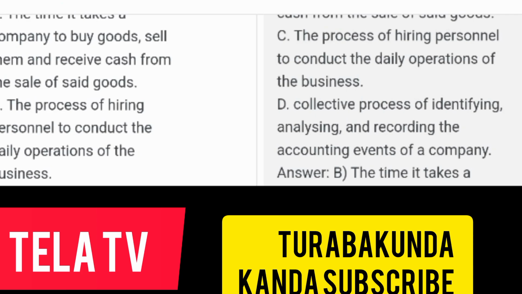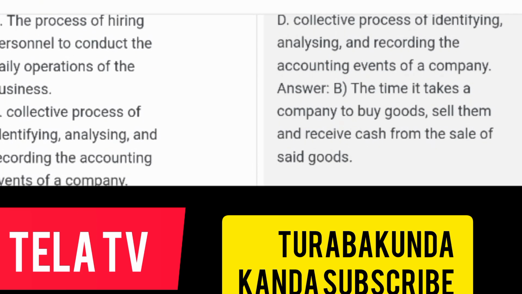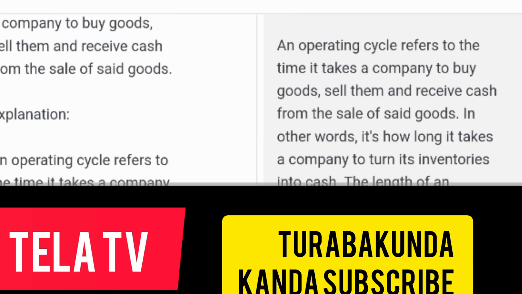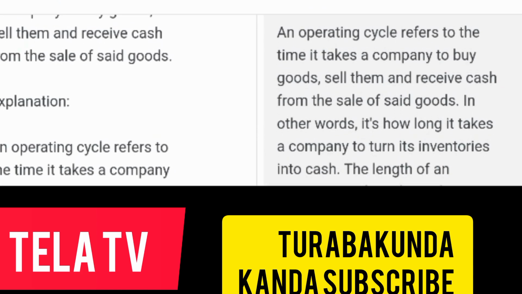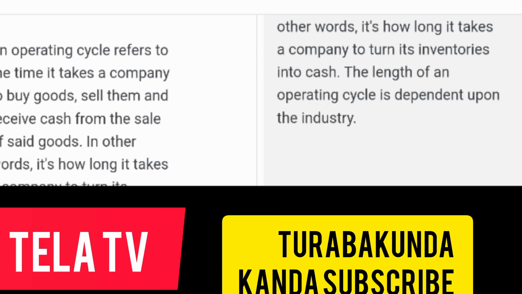Answer. B. The time it takes a company to buy goods, sell them and receive cash from the sale of said goods. Explanation. An operating cycle refers to the time it takes a company to buy goods, sell them and receive cash from the sale of said goods. In other words, it's how long it takes a company to turn its inventories into cash. The length of an operating cycle is dependent upon the industry.